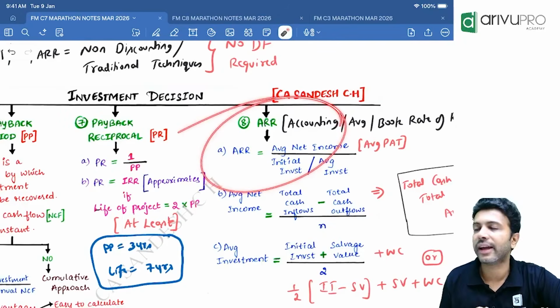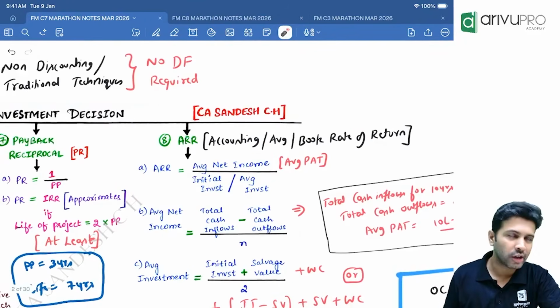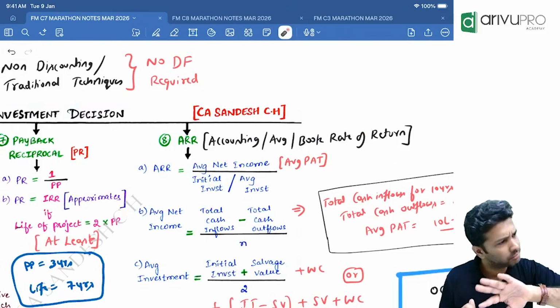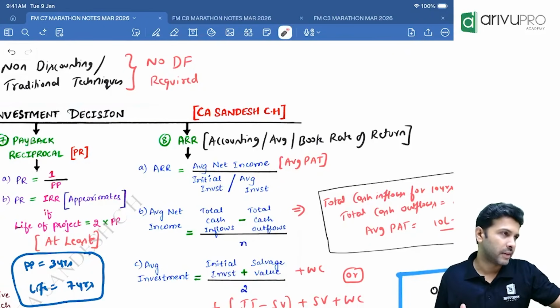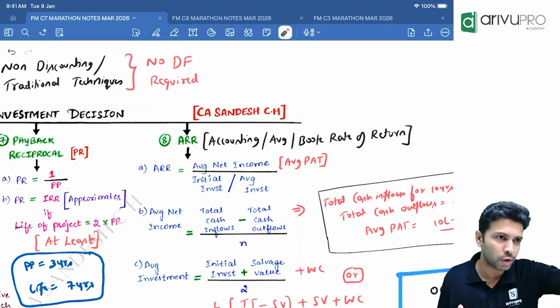Next one is something called ARR. ARR means accounting rate of return, or also you can call it as average rate of return, or also known as book value rate of return. Any name. Same, everything is same. Now people, you can find ARR in three ways, right? One is a faltu one. We'll not use it for exam. Leave that. We'll explain two methods.